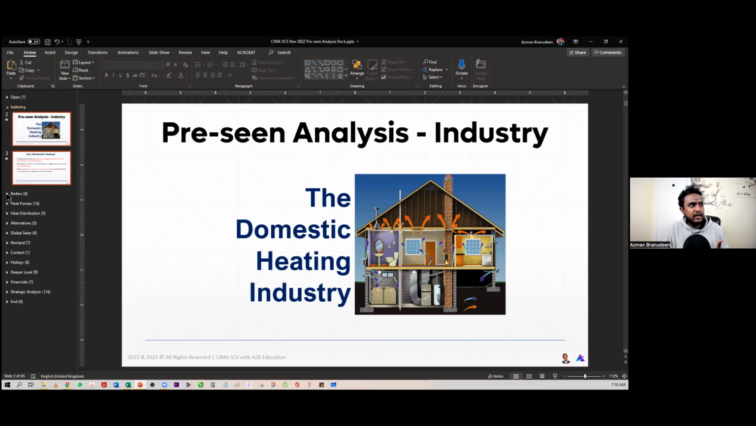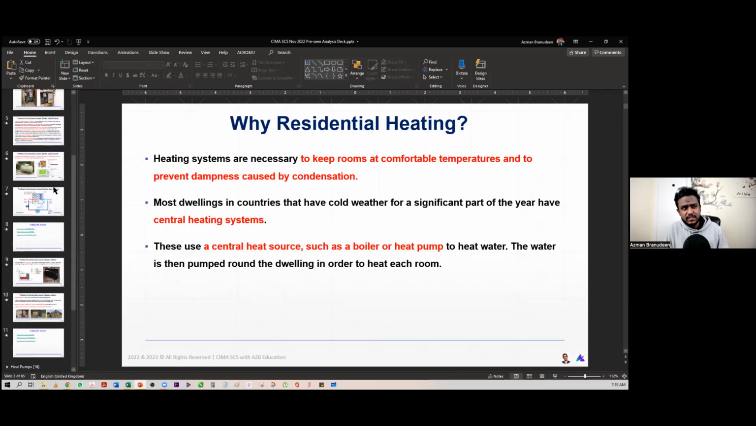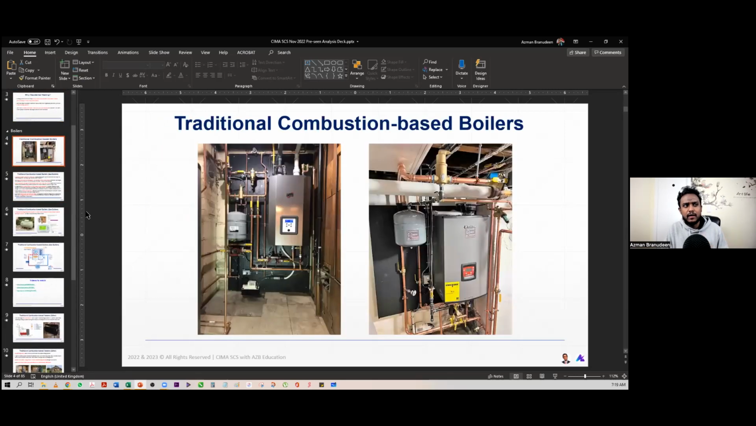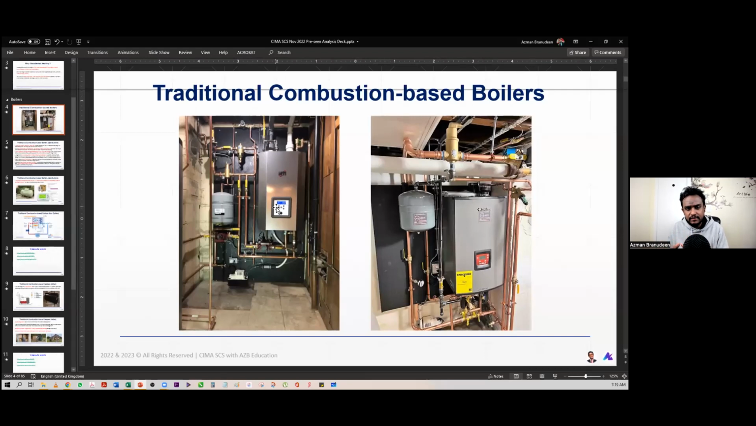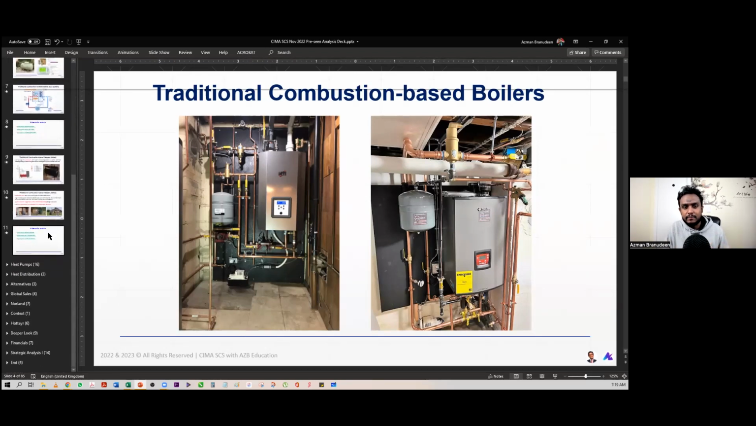So we looked at why residential heating is important. We looked at the boiler aspect, how boilers are being used in this case, which is one of the main products that Hottayr is manufacturing, that your company is manufacturing. We understood what kind of mechanism is being implemented there.